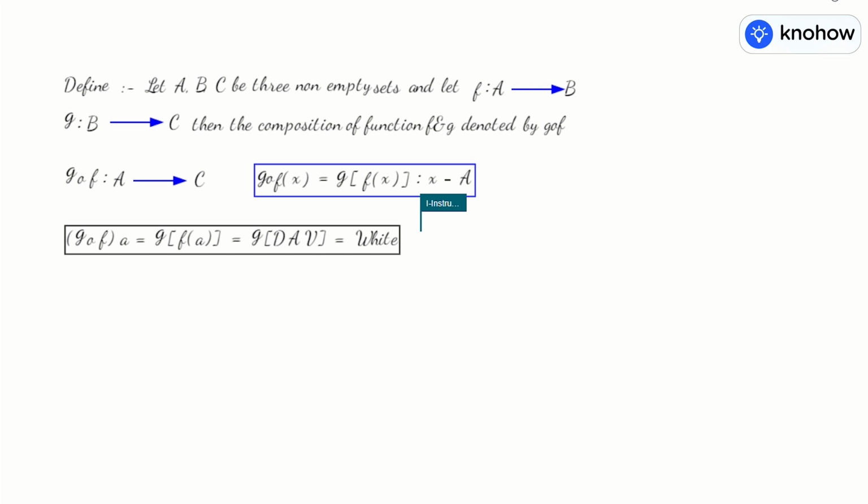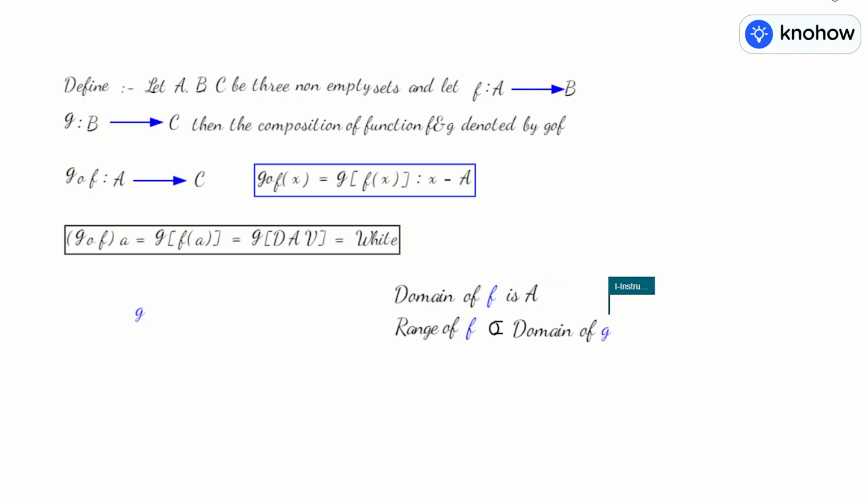Now after defining composition of functions, please note here: what is the domain of function f? Domain of function f is set A. And what is the range of function f? The range of function f has to be a subset of the domain of function g. Then only GOF may be defined. So what have you noted? That if GOF is defined, then range of F has to be a subset of domain of G.